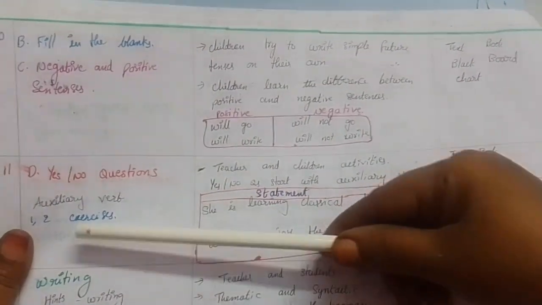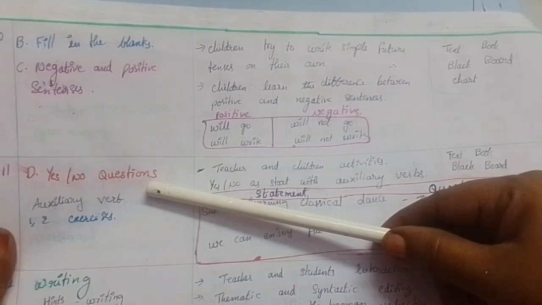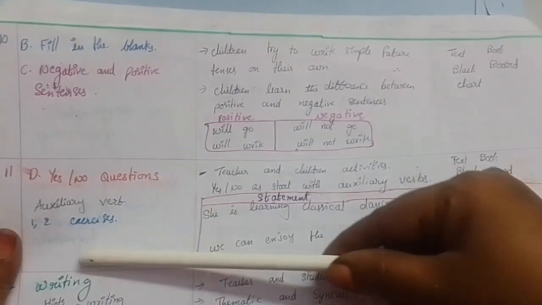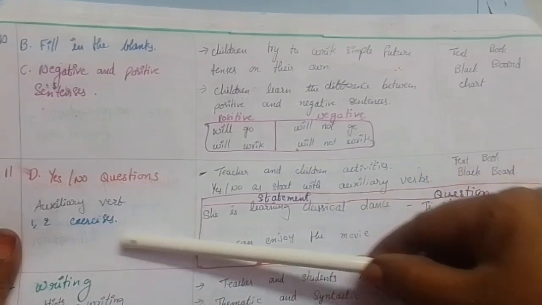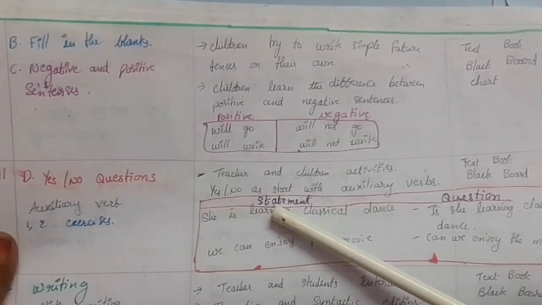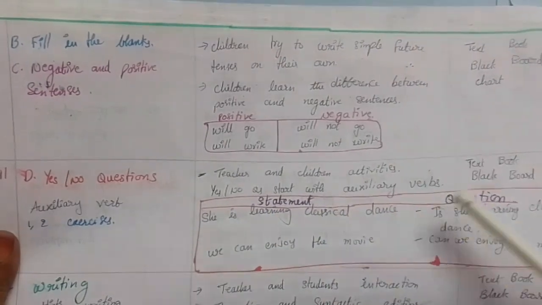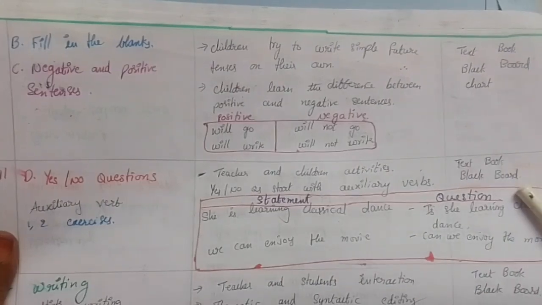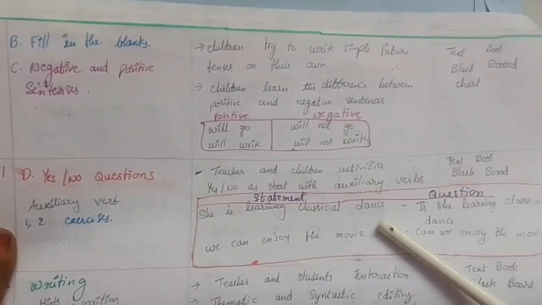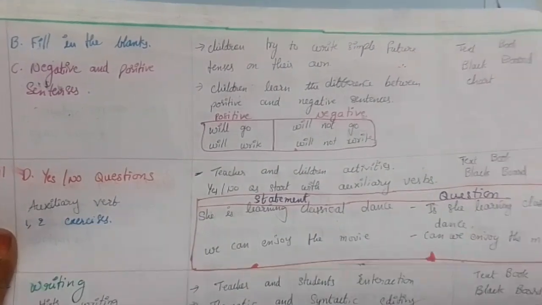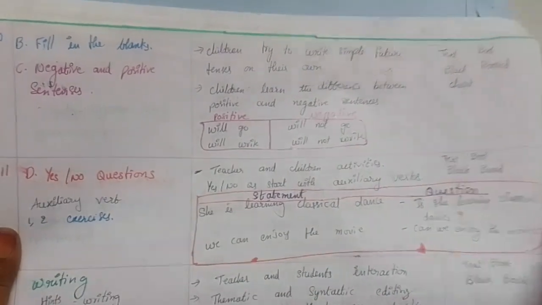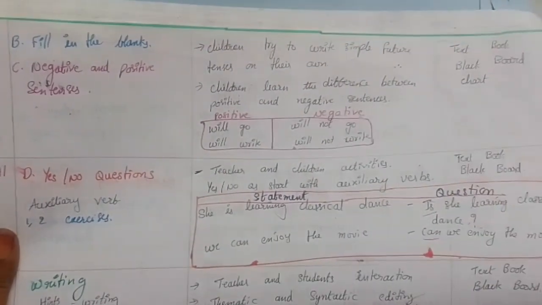And in period 11, we teach yes or no questions. The questions are formed by an auxiliary verb. Here we will explain one or two exercises. Teacher and children activities will be there. We teach yes or no questions, which start with the auxiliary verbs, and we use the TLM and blackboard. So we will explain like this. She is learning classical dance. Is she learning classical dance? We can enjoy the movie. Can we enjoy the movie? Here the questions start with the auxiliary verbs.